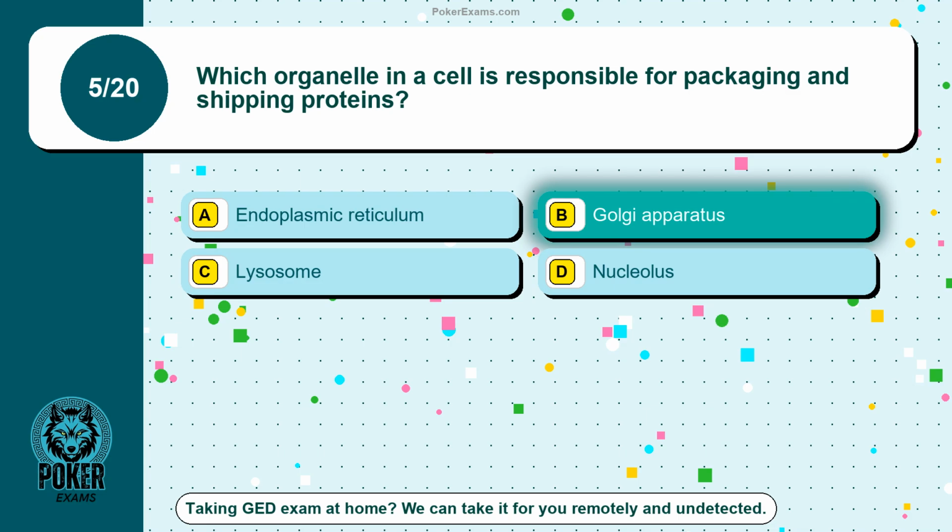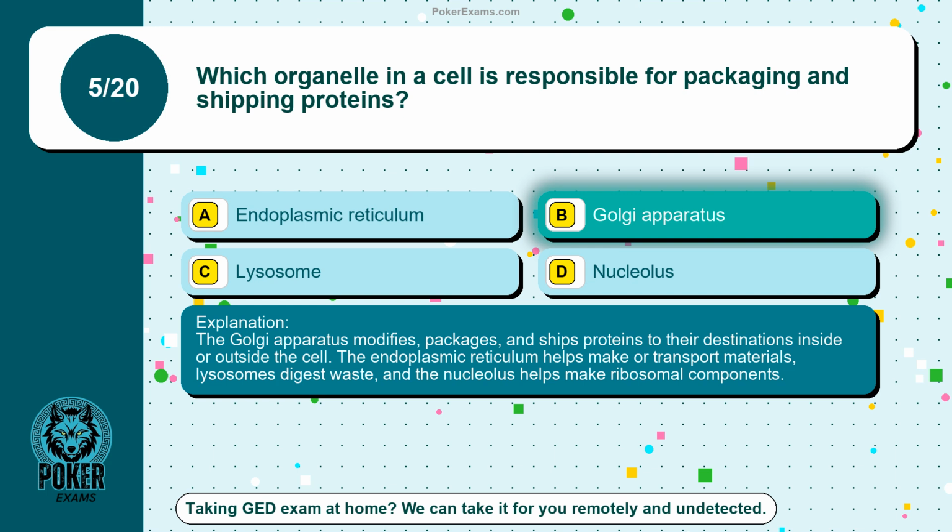Golgi apparatus. The Golgi apparatus modifies, packages, and ships proteins to their destinations inside or outside the cell. The endoplasmic reticulum helps make or transport materials, lysosomes digest waste, and the nucleolus helps make ribosomal components.